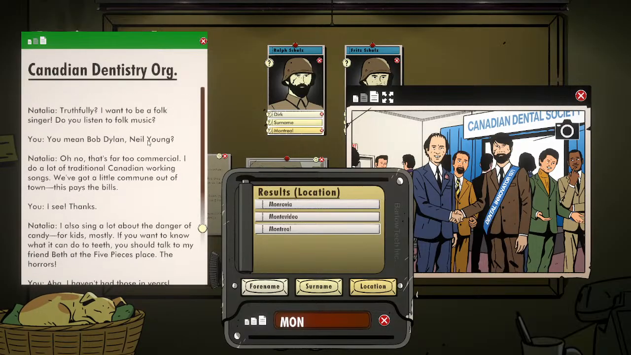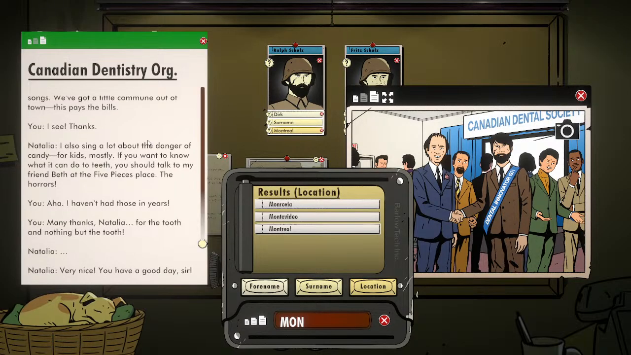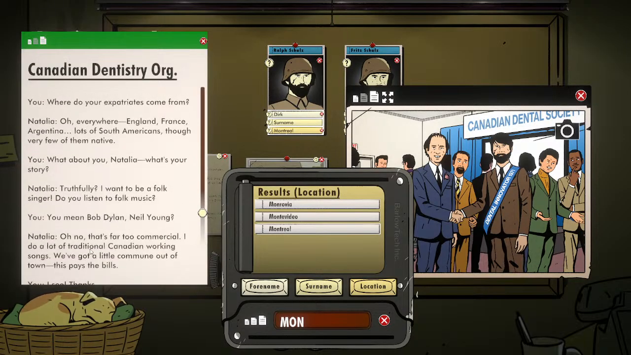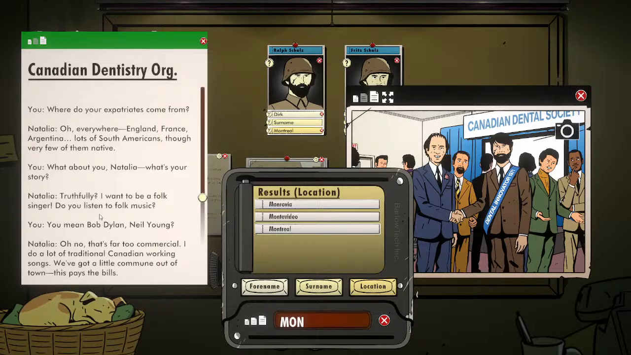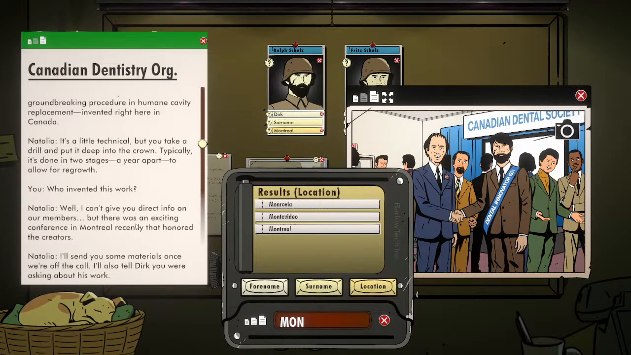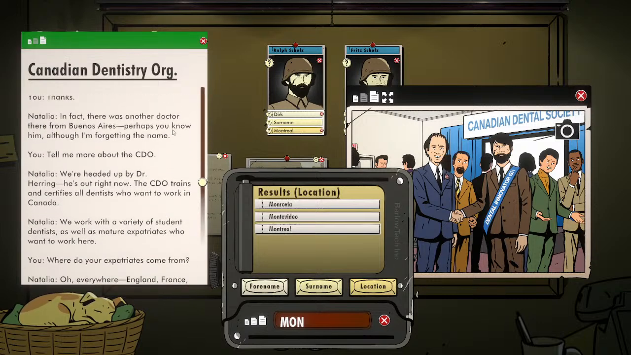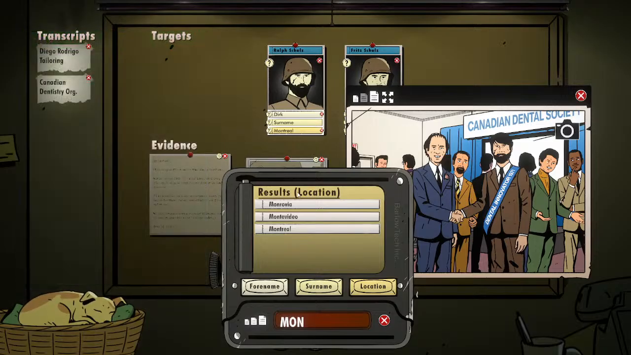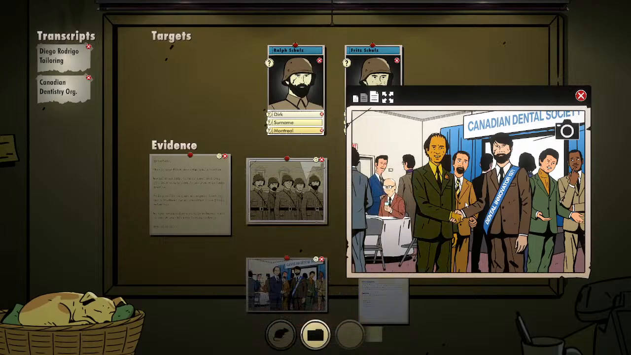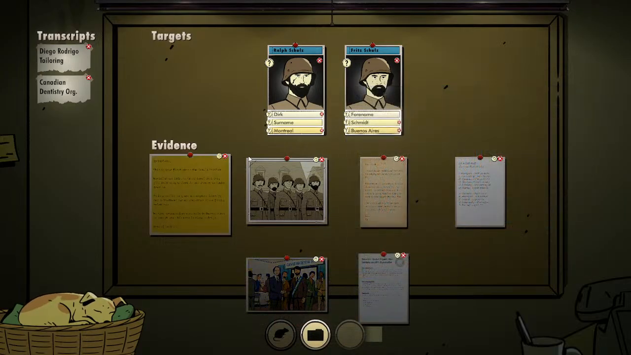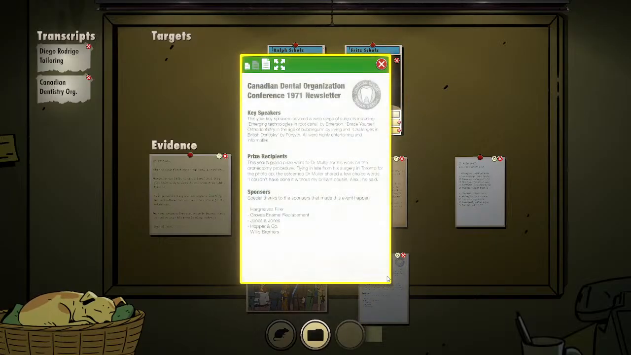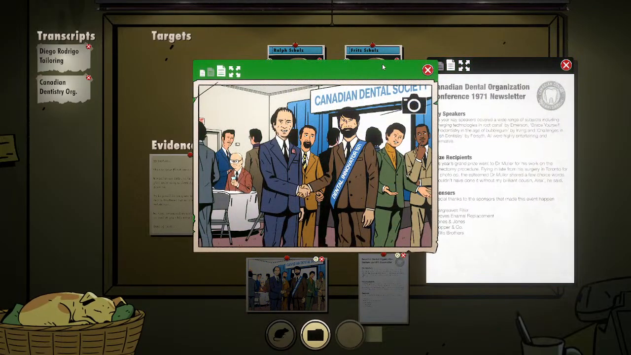Well, where would I go now? There's no clues here, right? This is just the Root Trees reference and a little chat with Natalia. Dr. Herring. Well, now I'm not exactly sure what to do next. We're not really any closer to getting this guy's name other than we think it begins with an A. Oh wait, this is new. Okay, this is probably what I'm supposed to use.